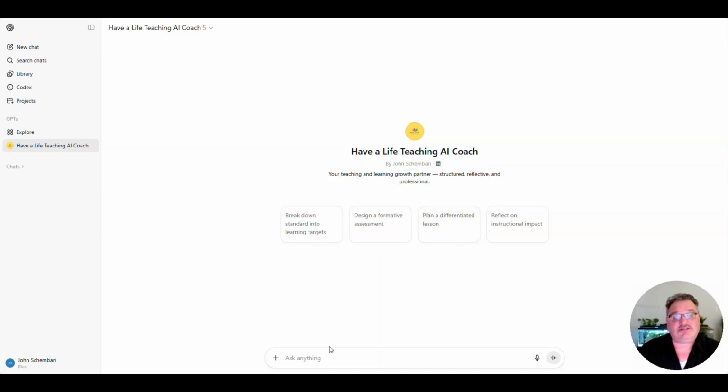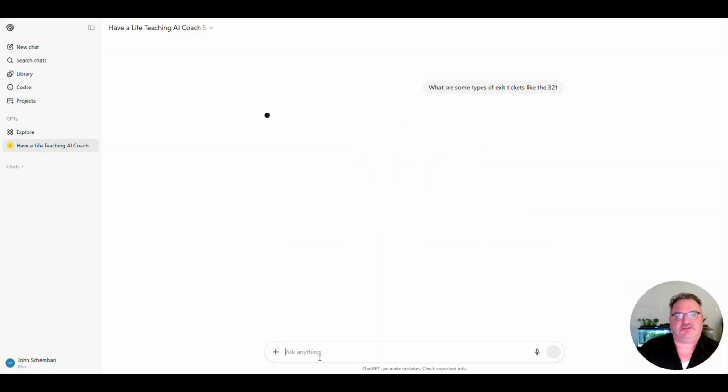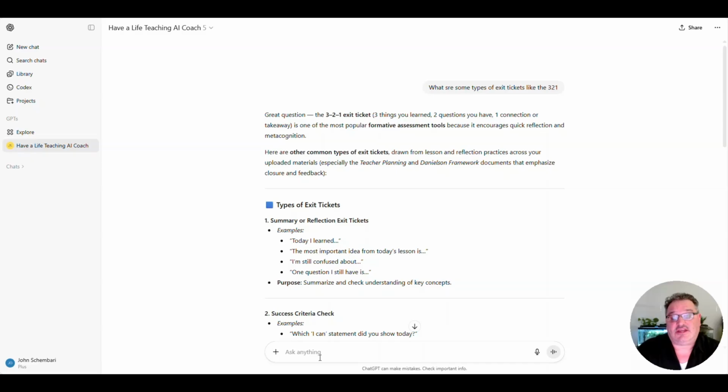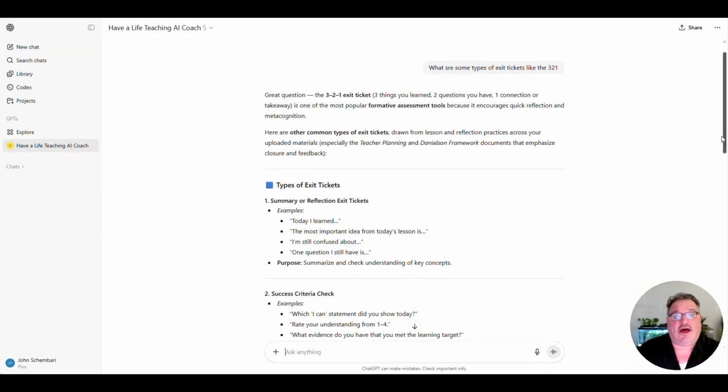So let's just ask it. What are some types of exit tickets like the 3-2-1? And let's see what it gives us. Types of exit tickets that you could be considering in your class.